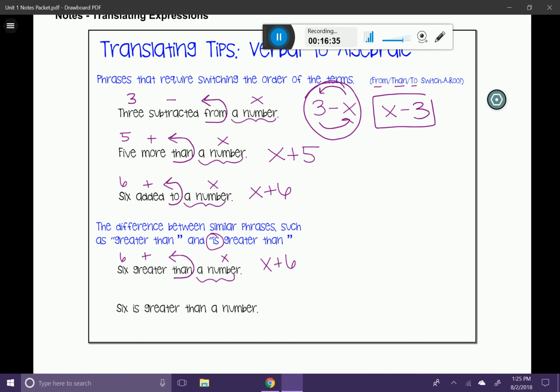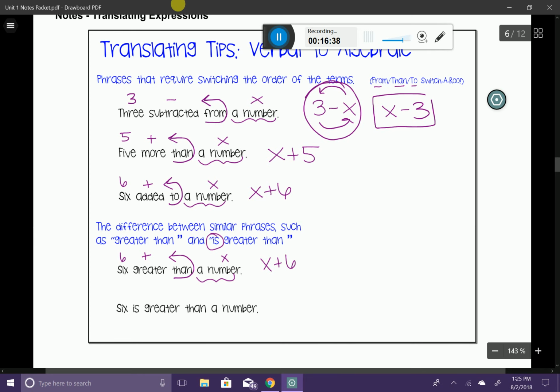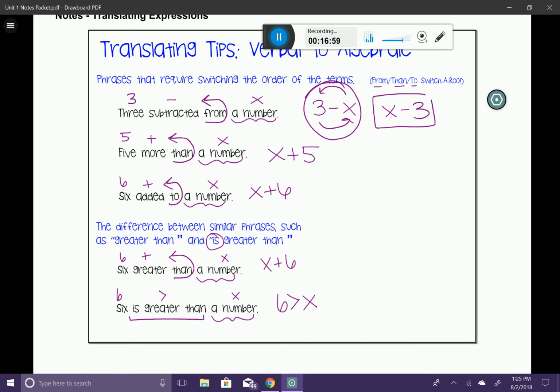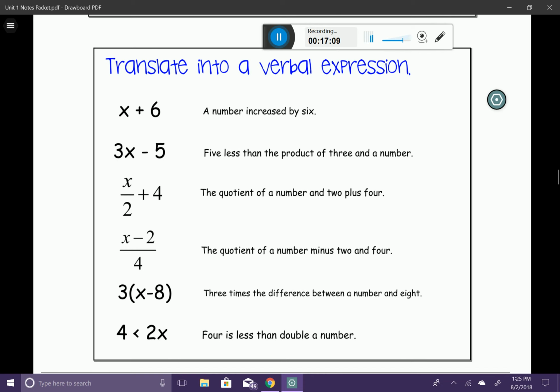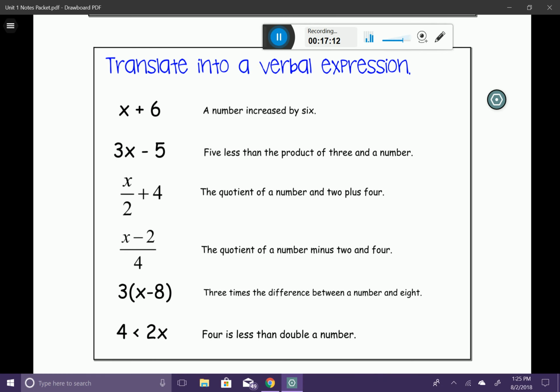So I have 6 is greater than that number x. But in the next one, it looks almost identical, except for that "is". So 6 is greater than. This right here is going to be an inequality statement, which means the greater than symbol. And then what's it greater than? It's greater than a number. So our expression is going to be 6 is greater than x. Now this is kind of teetering into leaving the expressions portion and going into an inequality, but I did want to just show that to you in case you run into that at some point in time, especially when we start getting into inequalities.